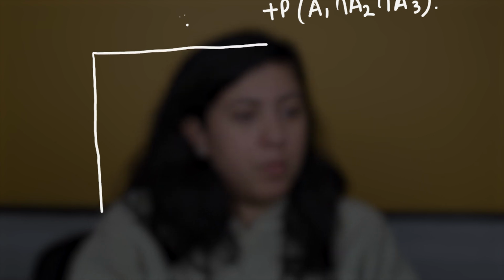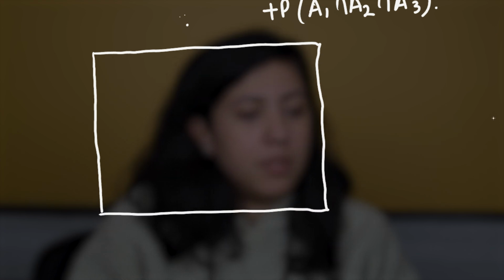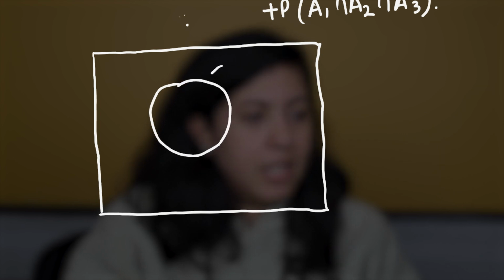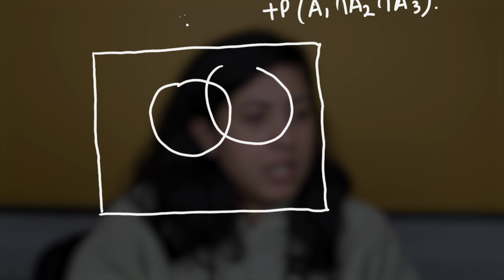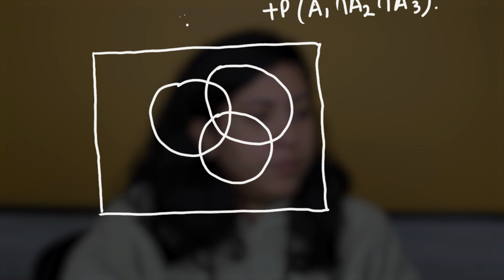Let's draw a Venn diagram. A Venn diagram is a powerful tool to solve such questions. It is widely used in set and probability theory. So for that, we'll draw a universal set that will include all the events. Let this set represent A1, the second set represent A2, and the third set represent A3.